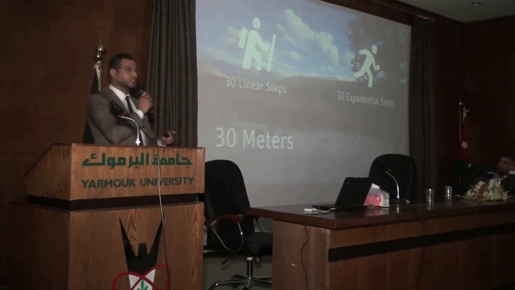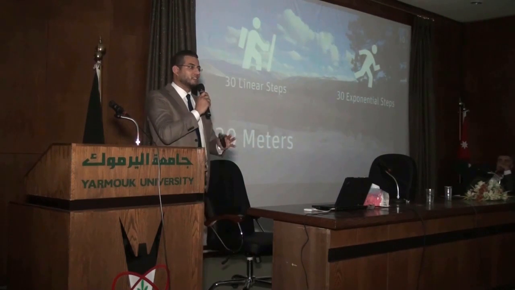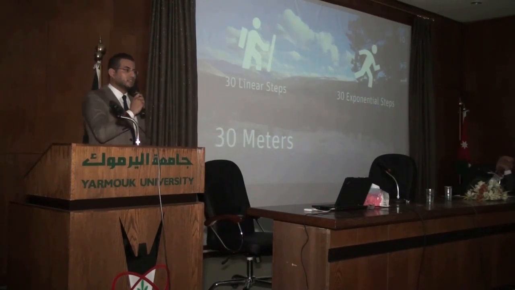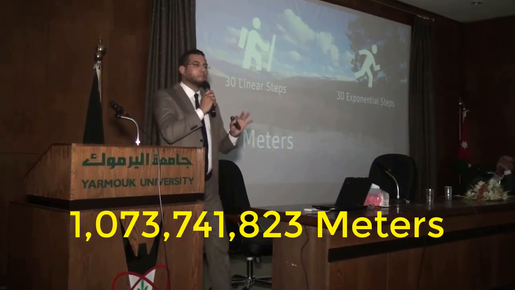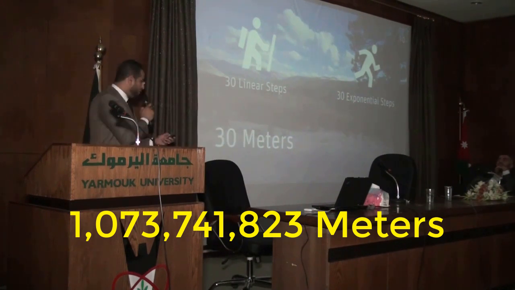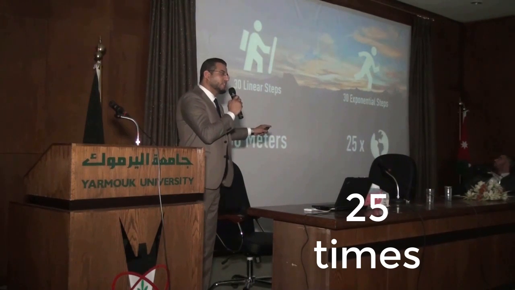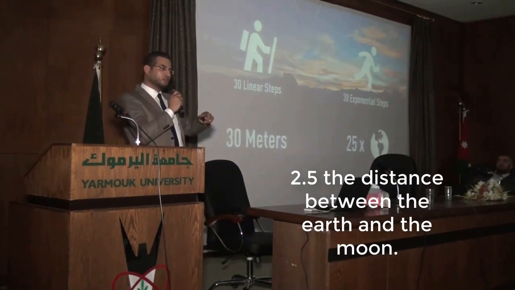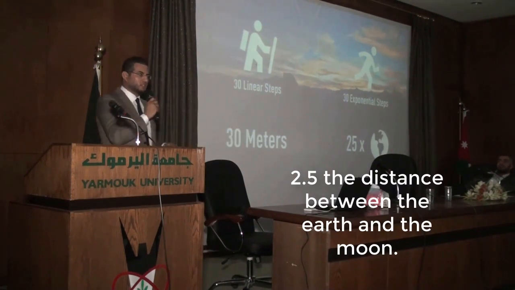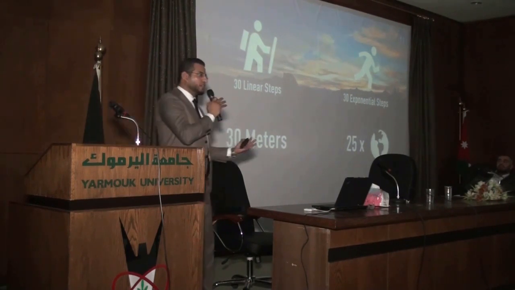2 to the power 29, that's right. And that's how much? Give me an estimate. It's 1 billion meters. It's 1 million kilometers. That's enough for you to go around the planet Earth 25 times. That's to the moon, back from the moon, and to the moon again halfway. So that gives you an idea of the big difference between linear and exponential.